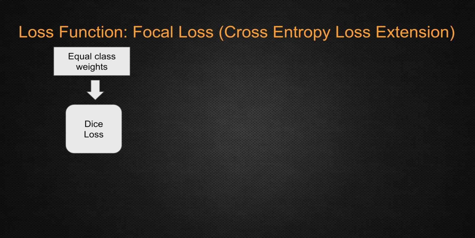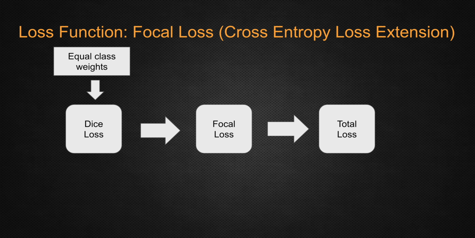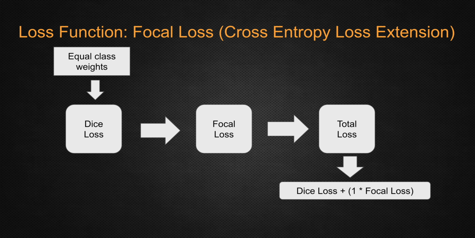0.166. So we take the equal class weight, and using a particular segmentation method, which I will be showing you, we will generate the dice loss. Using the dice loss, we are going to convert it into the focal loss. That will be categorical, meaning the focal loss for each category. And finally, focal loss is going to give us the total loss, which is nothing but the combination of dice loss plus 1 times focal loss. Because focal loss is categorical for each category, we multiply by 1 and then sum it up with dice loss, and we get our final loss function that we call total loss.